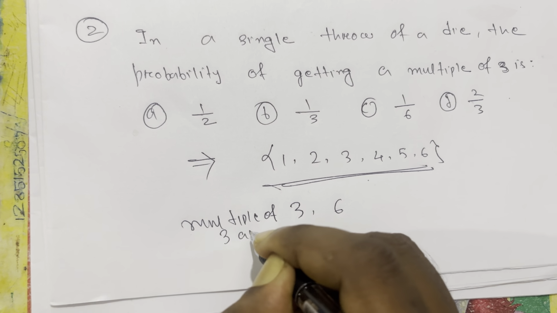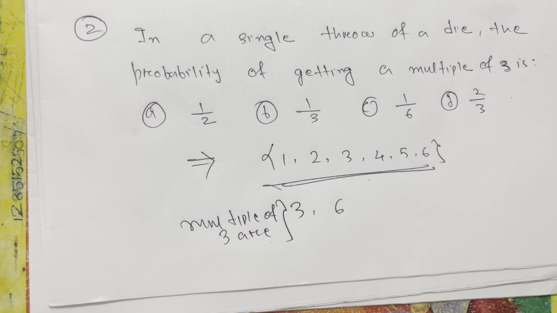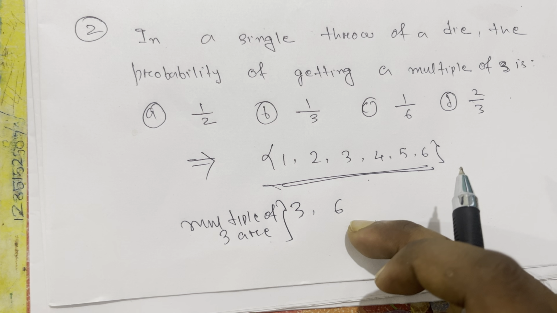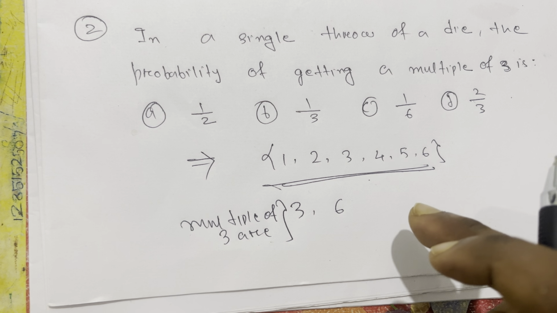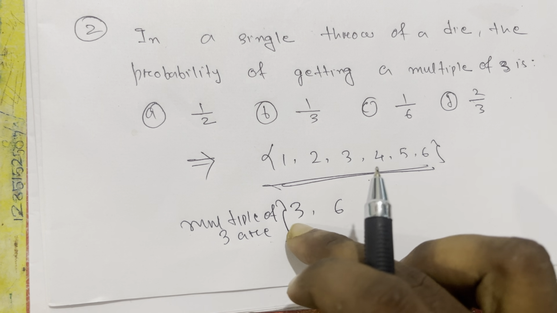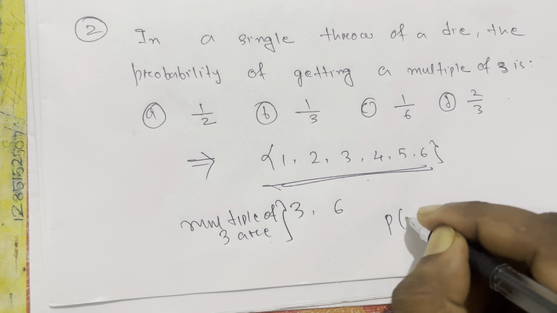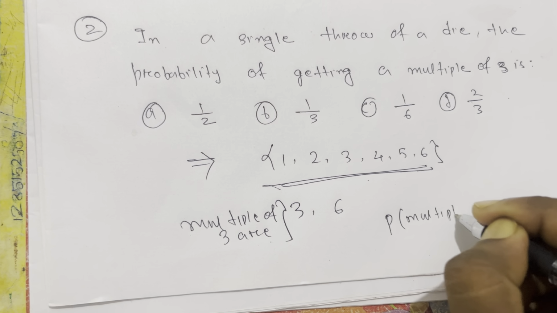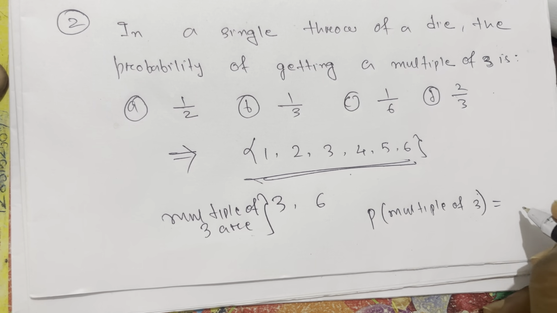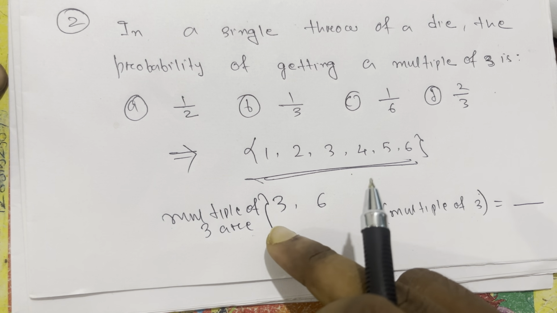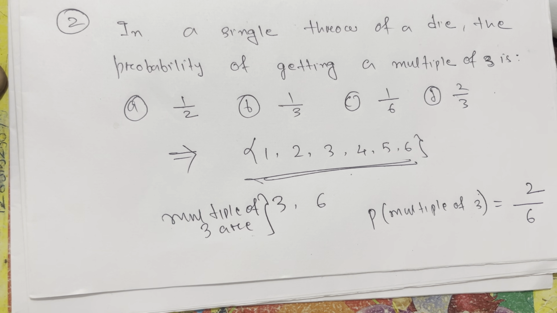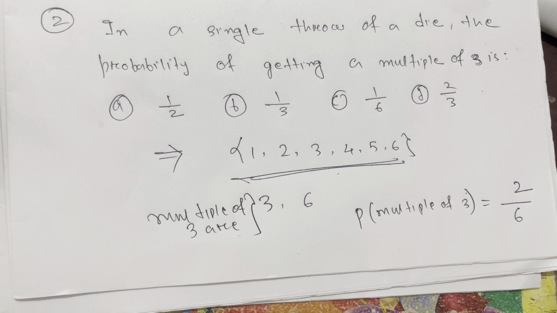Multiples of 3 are what? 3 and 6. Because 3 ones are 3 and 3 twos are 6. Multiple means divisible. These numbers are divisible by 3. So multiple means if you multiply 3 by 1, you get 3, and 3 by 2, you get 6. So how many outcomes did you get? 2. So therefore the probability of a multiple of 3 is equal to what? How many outcomes are multiples of 3? 2. So 2 out of 1, 2, 3, 4, 5, 6. So 2 by 6. So the answer will be 2 by 6.